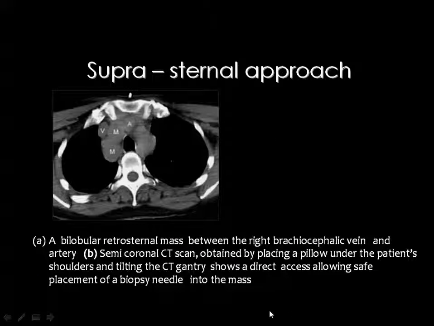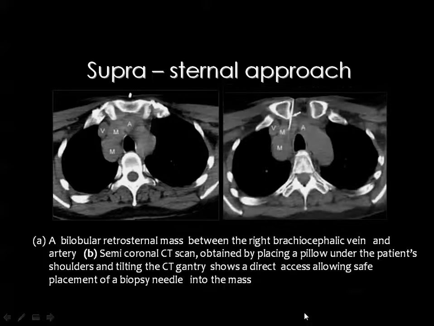Then the suprasternal approach, and here you have multiple lesions, and you have an artery, and you have a vein. Actually, the importance of injection of contrast media is very clear here, and you put your needle above the manubrium sterni. Then in an oblique way downward, you push your needle until you reach your target.